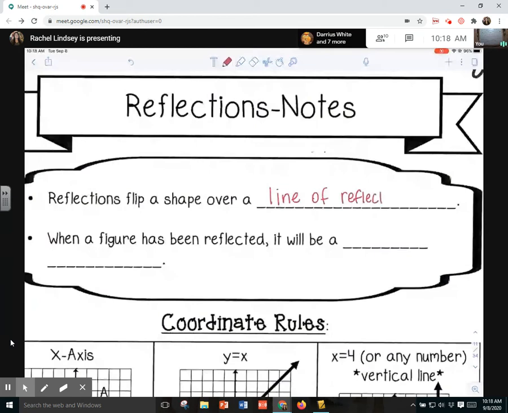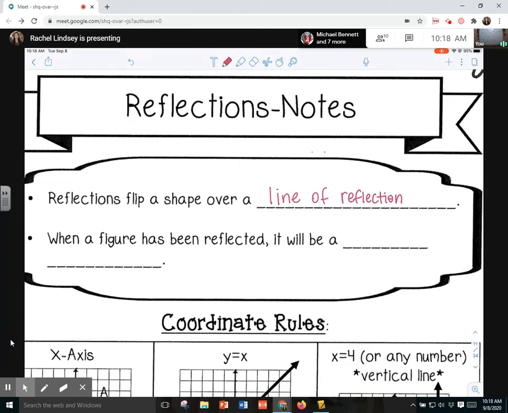And every time you have a reflection, it's going to give you your line of reflection. Like when it asks you to reflect, it's going to say over a specific line. Over like the x-axis and y-axis, or is it a different one? There's 6 different ways it can go, and they're down at the bottom.